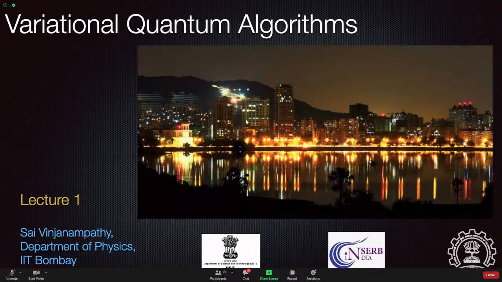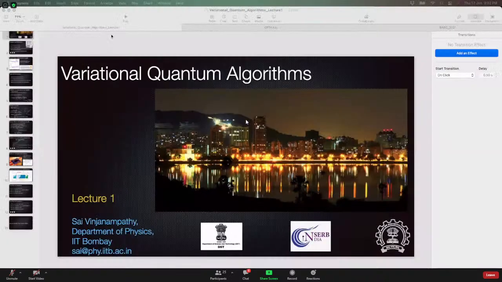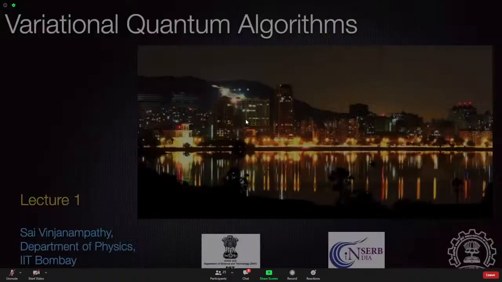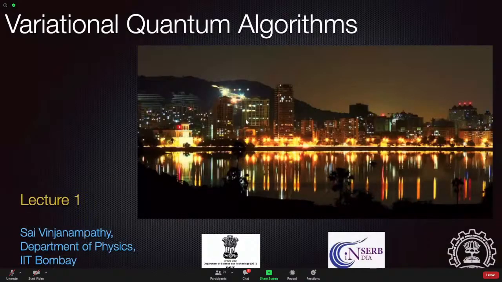Welcome to the afternoon session. So let us welcome Dr. Sai Vinjanampathy from IIT Bombay. Sai is a regular here at IIT Kolkata. He is a regular in all the conferences and workshops on quantum information and quantum technology. Very, very enthusiastic speaker, researcher, and also a very clear teacher.